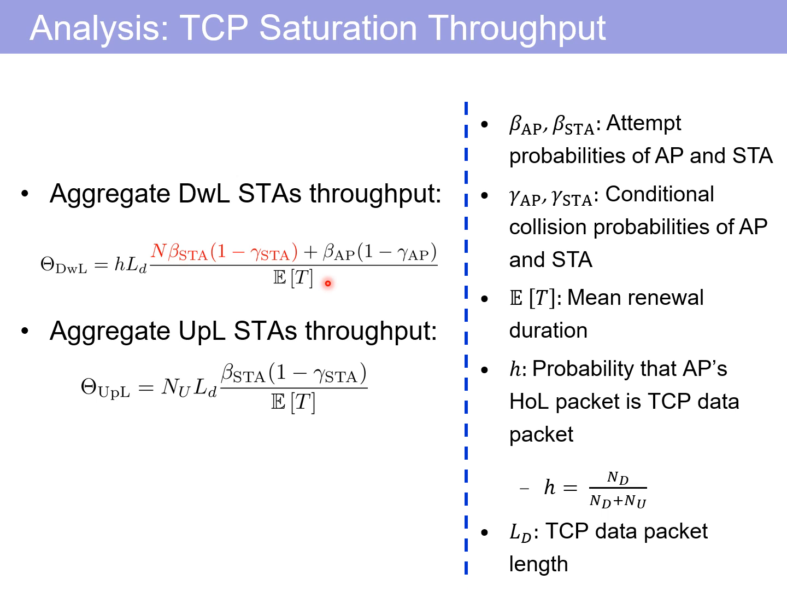The denominator, expectation of T, is the mean renewal duration. Similarly, for the uploading station's throughput, the reward is LD when one of the uploading stations successfully transmits a data packet. This happens with probability NU times beta STA times 1 minus gamma STA. And the mean renewal duration expectation of T remains the same. Now let's look at the expression for this mean renewal duration.